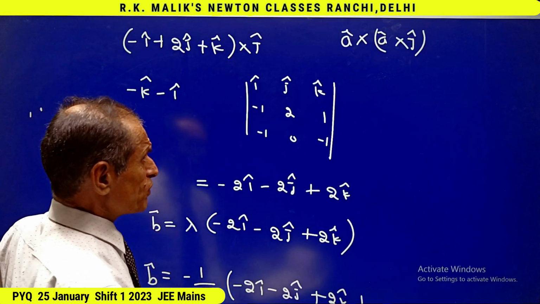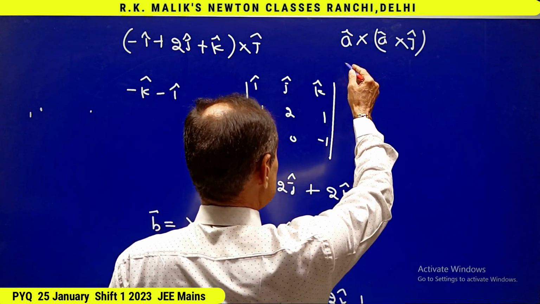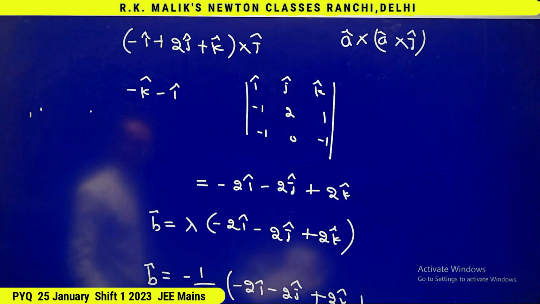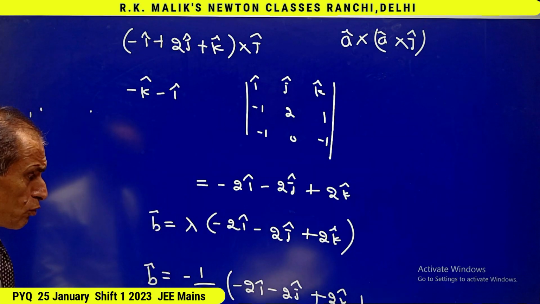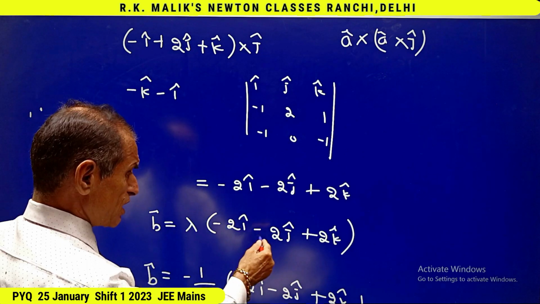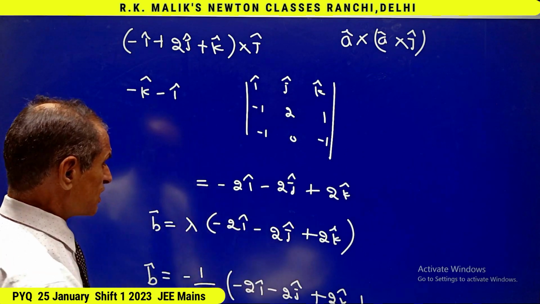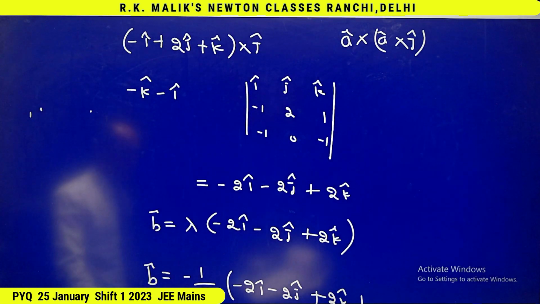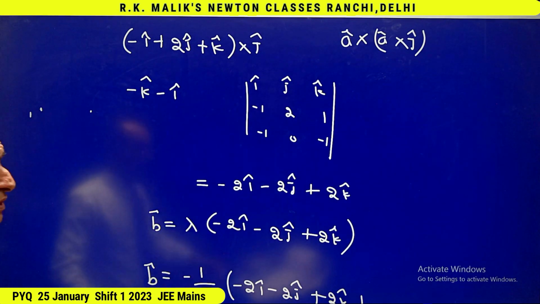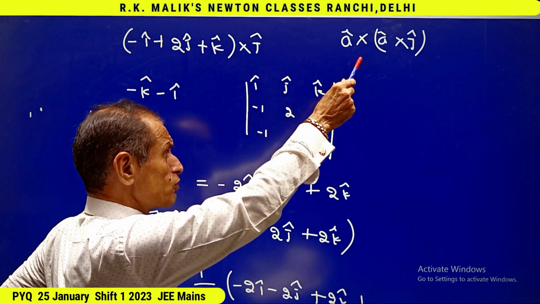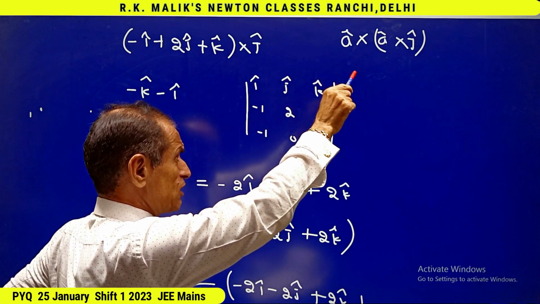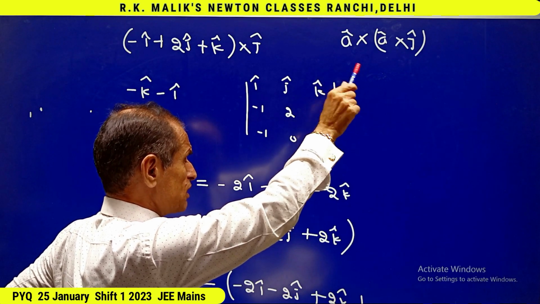minus k. Obviously, if I had started from j cross A, in that case, again, I would have got the value of lambda as plus minus 1 by root 2. But in that case, the plus sign would have come here. And in that case, I would have taken the value of lambda as 1 by root 2. That is why I was telling you that finally we are going to get the same answer, whether you start with A cross j or j cross A.